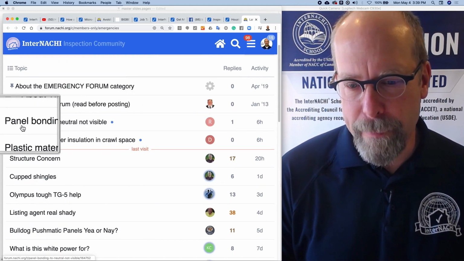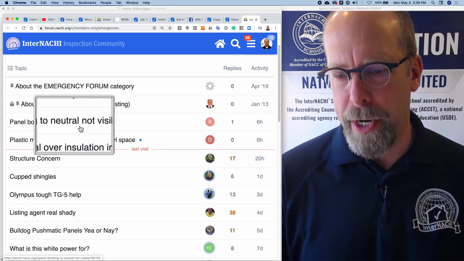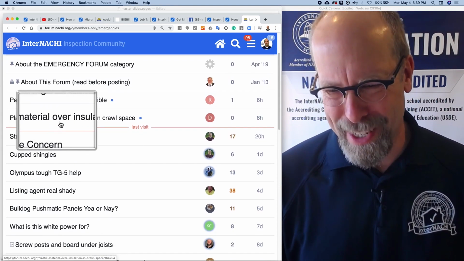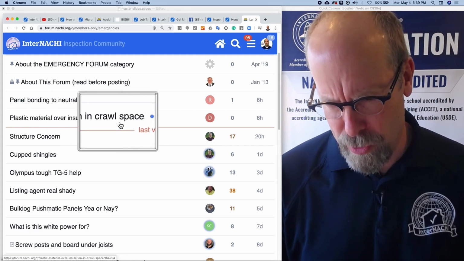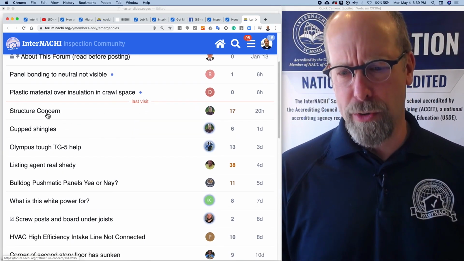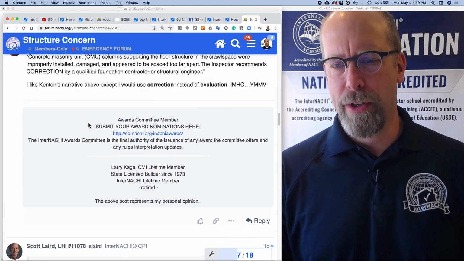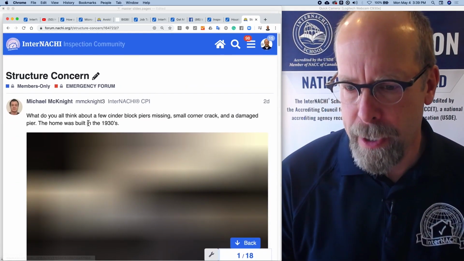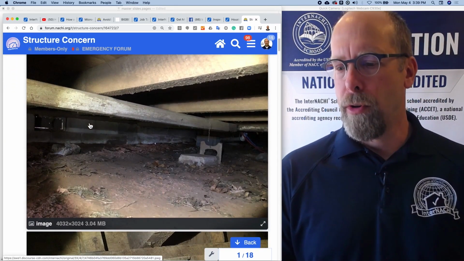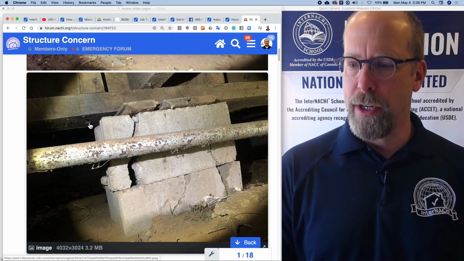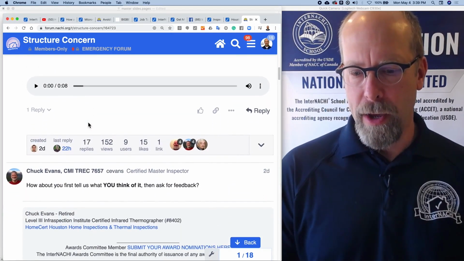But here, someone is posting a panel bonding to the neutral is not visible. What should we do? Plastic material over insulation in the crawl space? Or a structural concern? How about the structural concern? Let's go here. So someone is talking about the structural concern, and Michael posted that picture, and he's wondering what the heck is going on and what should I say, right?